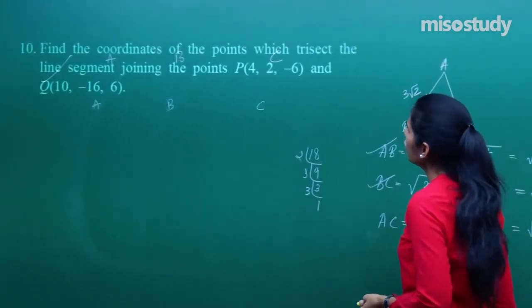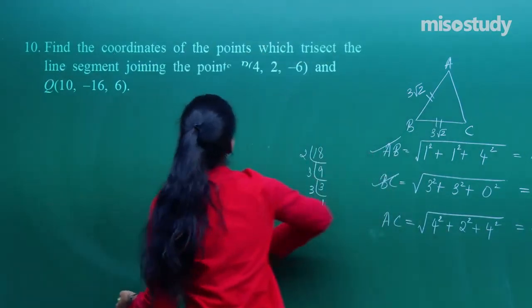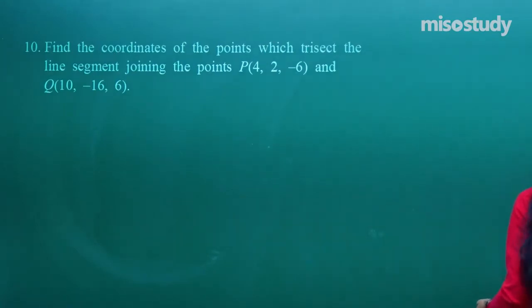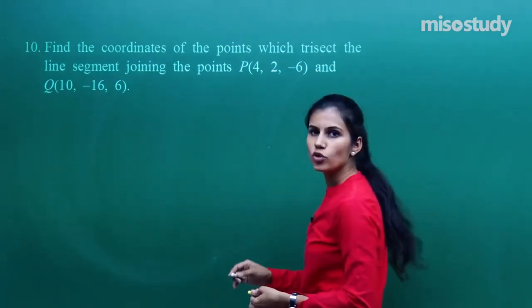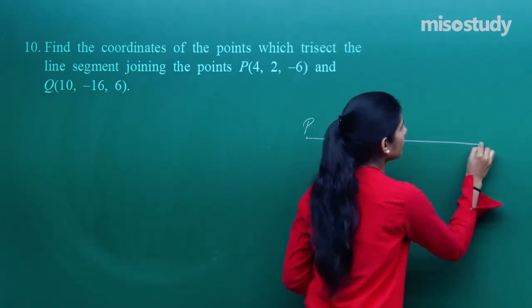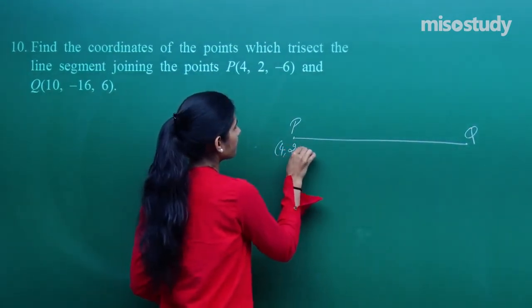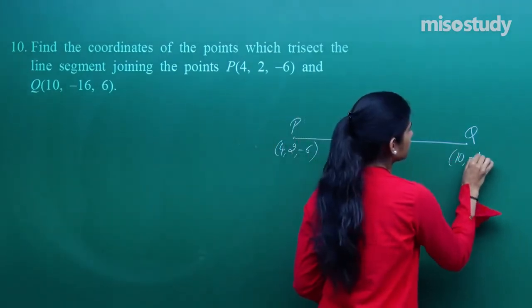Find the coordinates of the points which trisect the line segment joining these 2 points. Now it's not about bisection, it's about trisection. What do you mean by the coordinates of points which are trisecting the line segment joining P and Q? That means I have point P with me, I have point Q with me. P is 4, 2, minus 6 and Q is 10, minus 16, 6.